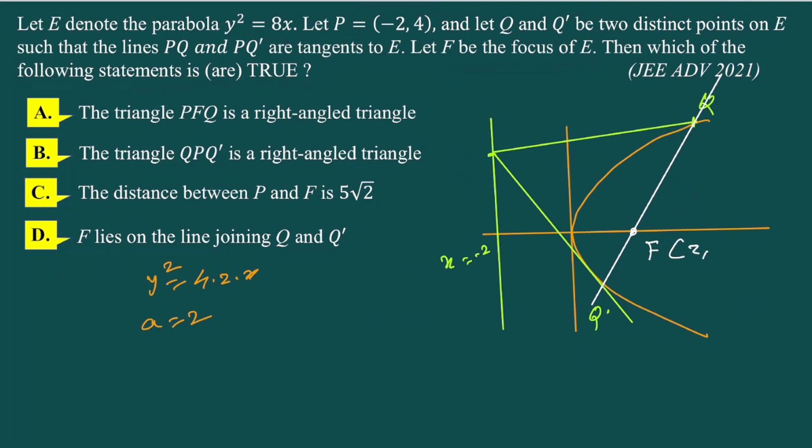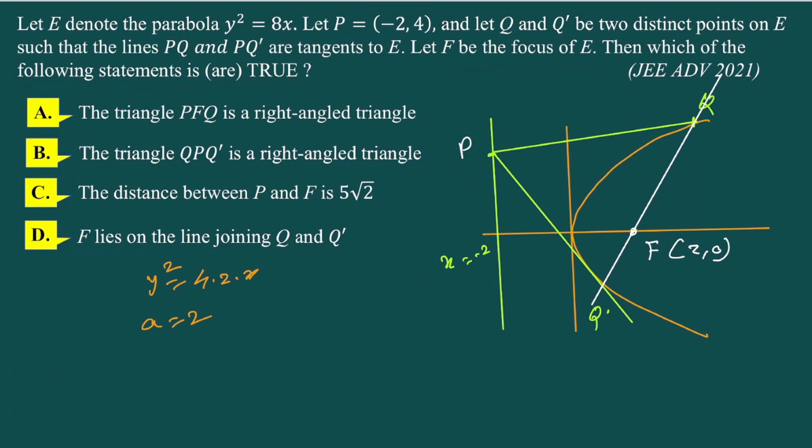The focus is F, here the focus is (2, 0), and according to the property, if from the directrix we draw the tangents to the focal chord, they are perpendicular to each other. This is perpendicular, this is 90 degrees. So one problem is solved here. So, this is the point P, that is PF, and QPQ dash is a right angle triangle. Obviously it is a right angle triangle, so condition number 2 is right.